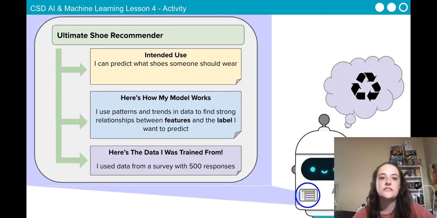So, the ultimate shoe recommender we are about to look at, an AI bot made this with the intended use to predict what shoes someone should wear. And this is how the model works. It uses patterns and trends and data to find strong relationships between features and the label that it wants to predict. So here's the data that it was trained from: a survey with 500 responses.